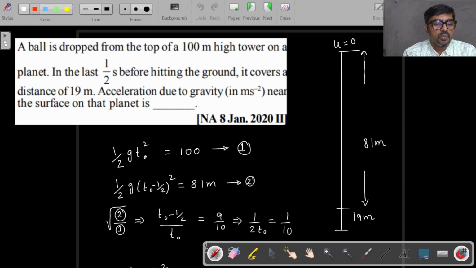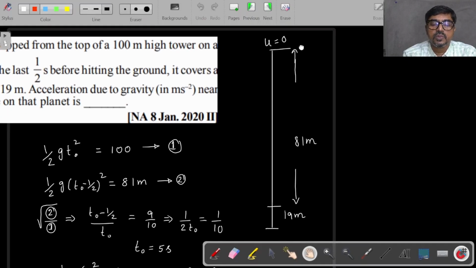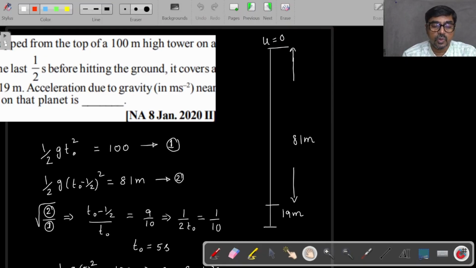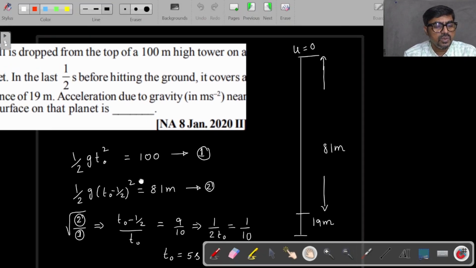Next question. A ball is dropped from the top of a 100-meter high tower on a planet. In the last half a second before hitting the ground, it covers a distance of 19 meters. Acceleration due to gravity near the surface of the planet is. So this is a very simple question. Let's say total time of flight is t naught, half g t naught square equal to 100 meter, right? You started from here, dropped with 0 velocity, and it has covered 100 meters totally. That's what the total 100 meters they had given. Total time is going to be t naught, meaning half g t naught square equal 100. Okay, that's fine. In the last half second, it is said that it is traveling only 19 meters.